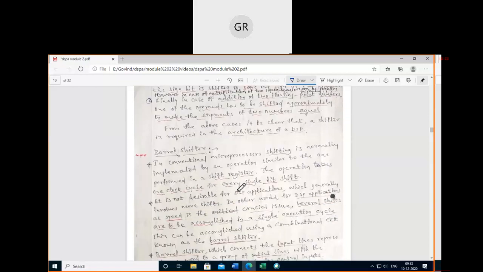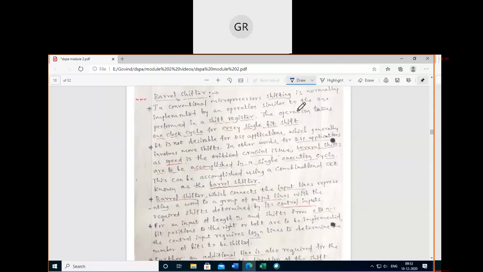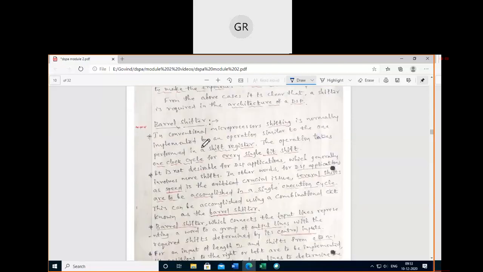Next, the barrel shifter. In a conventional microprocessor, shifting is normally implemented by an operation similar to the one performed in a shift register. The operation takes one clock cycle for every single bit shift. To shift a single bit requires one clock cycle. What will happen? The performance decreases, because shifting all the values can take a larger number of cycles.